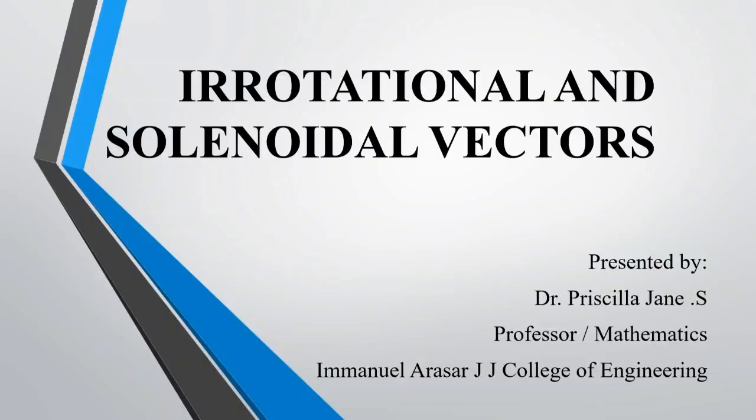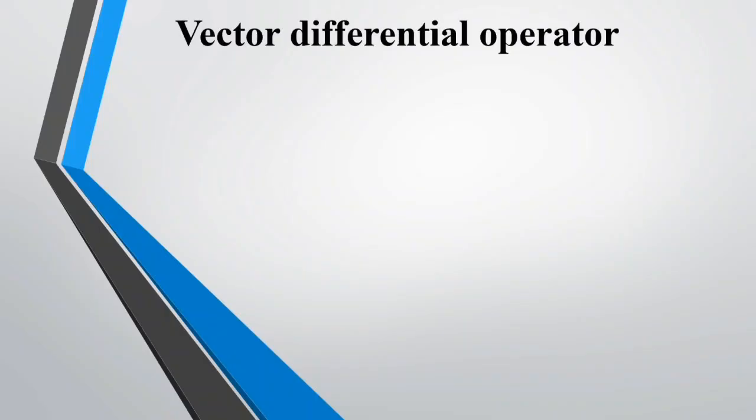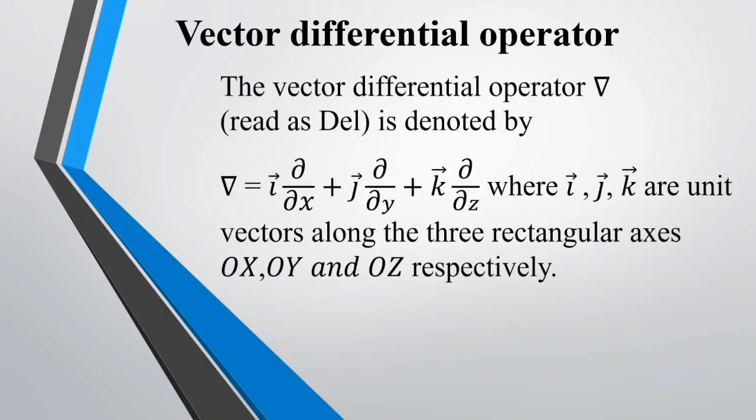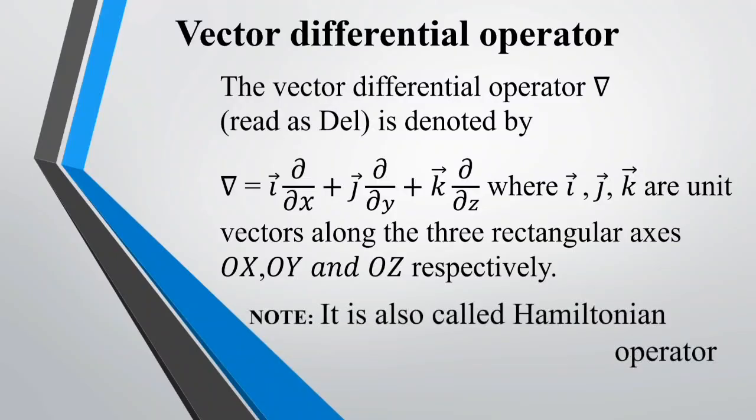So before getting into the topic, we need to learn some definitions. The first definition, vector differential operator. The vector differential operator del is denoted by del equal i vector dou by dou x plus j vector dou by dou y plus k vector dou by dou z, where i vector, j vector, k vector are unit vectors along the three rectangular axes OX, OY and OZ respectively. Del is also known as the Hamiltonian operator.